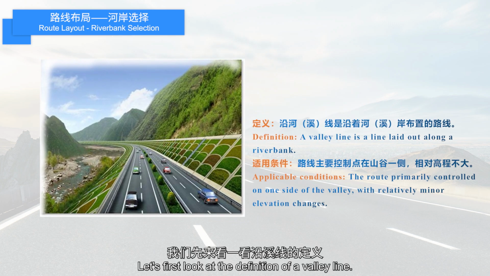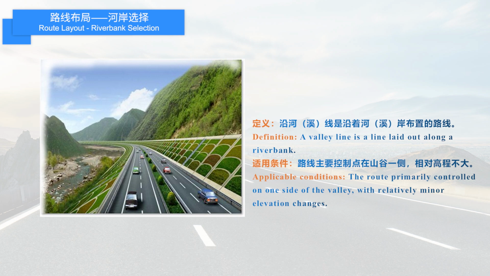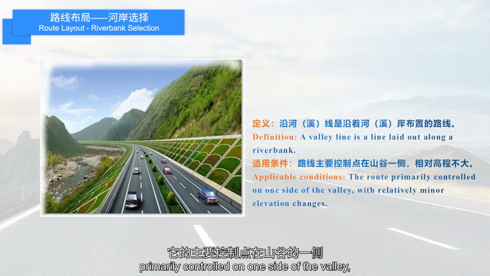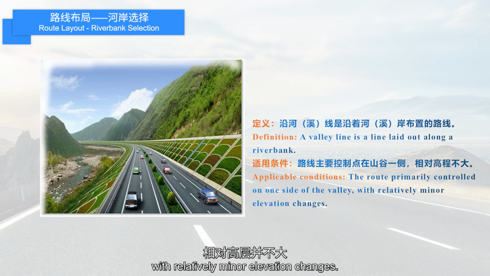Let's first look at the definition of a valley line. A valley line is a line laid out along a riverbank, primarily controlled on one side of the valley, with relatively minor elevation changes.